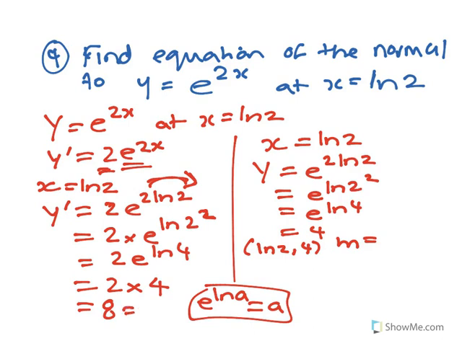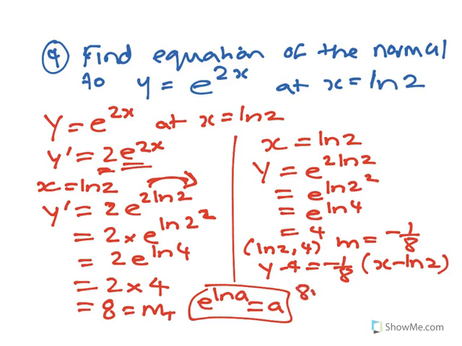Now our gradient of the tangent is 8, so the normal is minus 1 on 8. So you go y minus 4 equals minus 1 on 8, x minus ln 2. So multiplying on the other side, 8y minus 32 equals minus x plus ln 2. Because you times the minus 1 in there, and you put the 8 up there.